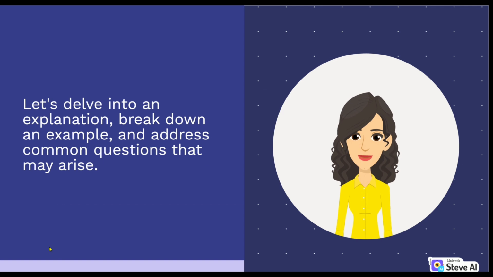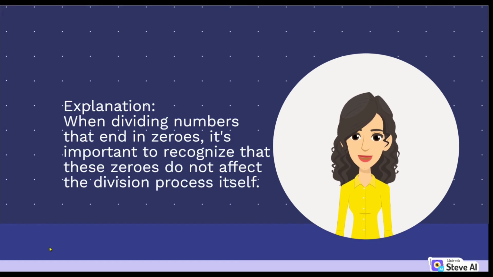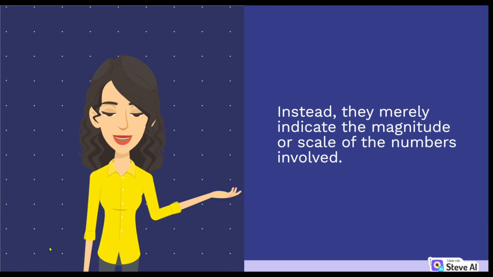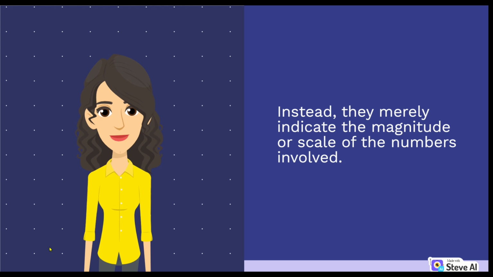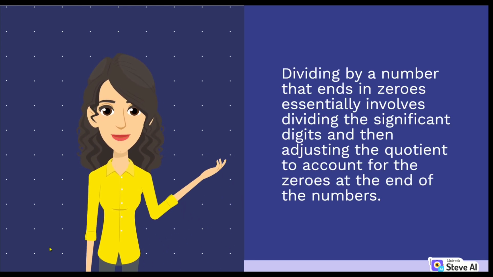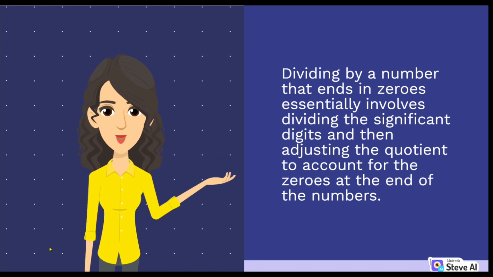Let's delve into an explanation, break down an example, and address common questions that may arise. Explanation. When dividing numbers that end in zeros, it's important to recognize that these zeros do not affect the division process itself. Instead, they merely indicate the magnitude or scale of the numbers involved. Dividing by a number that ends in zeros essentially involves dividing the significant digits and then adjusting the quotient to account for the zeros at the end of the numbers.